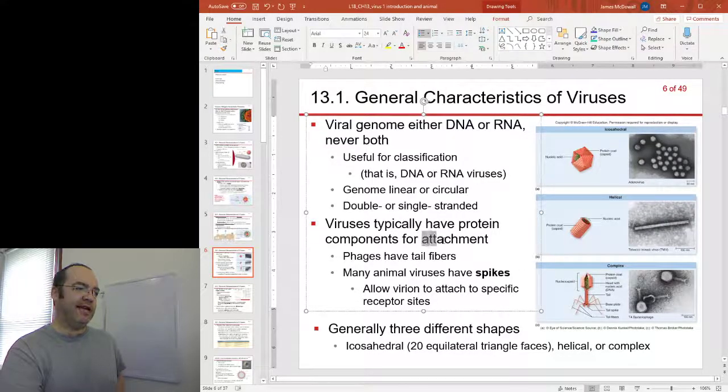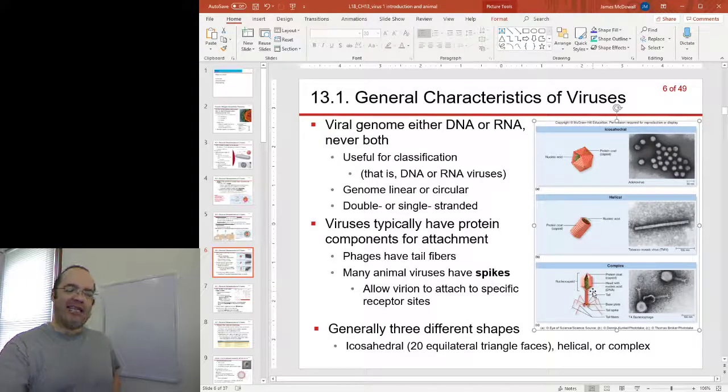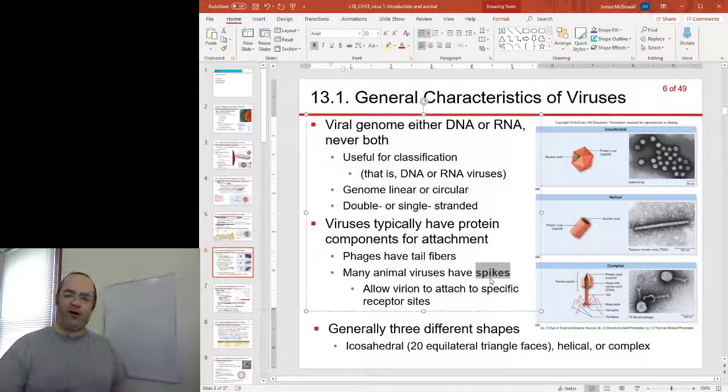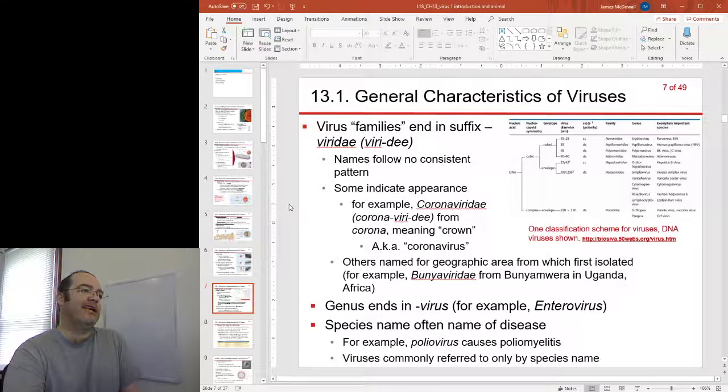Attachment, we'll take a look at attachment in more detail. Protein components for attachment. A phage, which is the short name for a bacteriophage, has these tail fibers, and they work very similar to the spikes on animal viruses. They stick into receptor structures on the cells. Slide number 7.